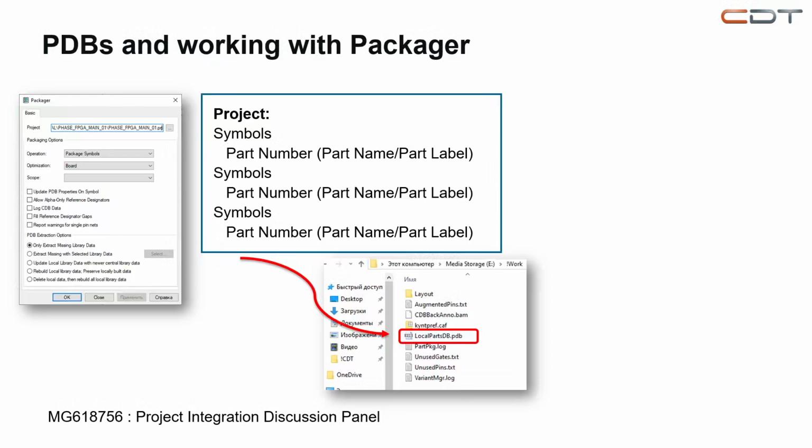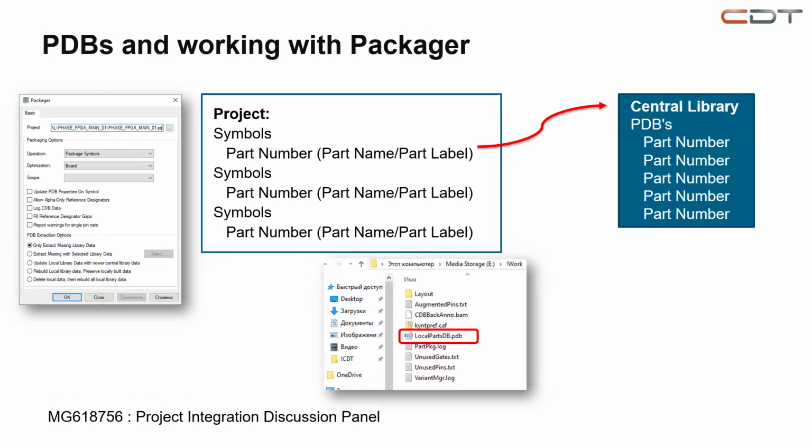In the central library, it's going to use the part number to find PDBs for the specific parts that are needed. If it is initial packaging, so there is no information about any symbols, it will take information about all of them. And then packager will take all these PDBs and build or add to the local parts PDB file. Then it's going to run the packager process to make sure that all symbols have valid refdes and valid pin numbers. So that's how you will understand that everything is packaged.